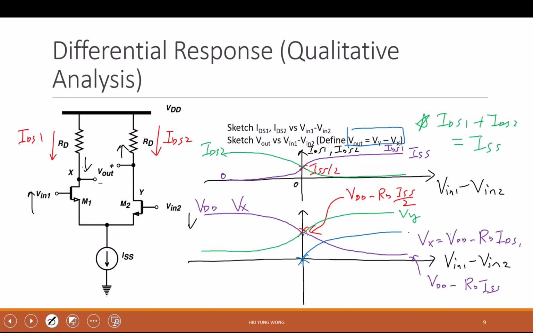And the value, I don't want to write it, but you see clearly this is equal to VDD minus VDD plus RD ISS. This is the peak, right? Maybe I can write it. This is RD ISS. Okay? When Vin1 minus Vin2 is negative, what is the value of Vy minus Vx? Vy is green, Vx is purple. Is it positive or negative? Negative RD ISS.